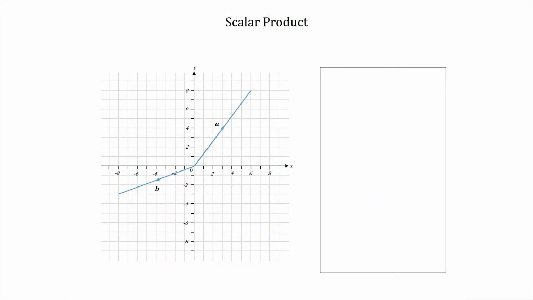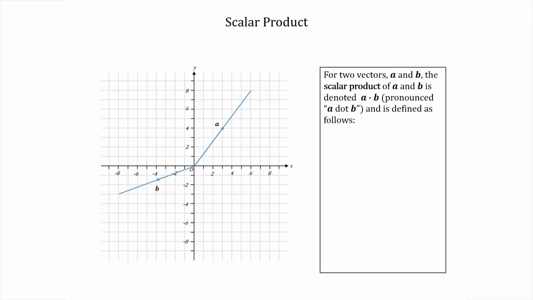In this video, we're going to look at the scalar product of two vectors. We'll start by defining the scalar product. So, for two vectors a and b, the scalar product of a and b is denoted a dot b. Note the pronunciation of this symbol here, it's a dot b, and is defined as follows.